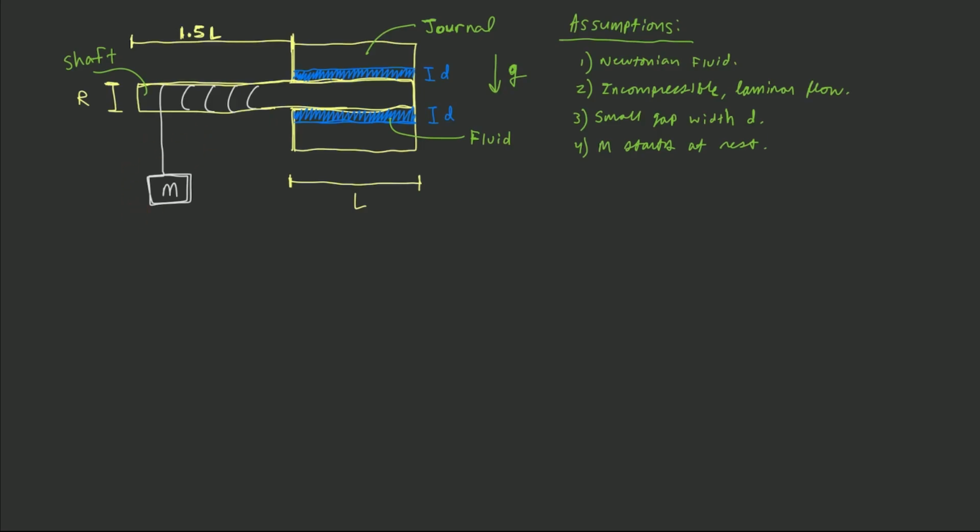Now, the objective of this problem is to determine a governing differential equation for the angular velocity of the shaft, and then solve that governing differential equation to yield a function for the angular velocity of the shaft.